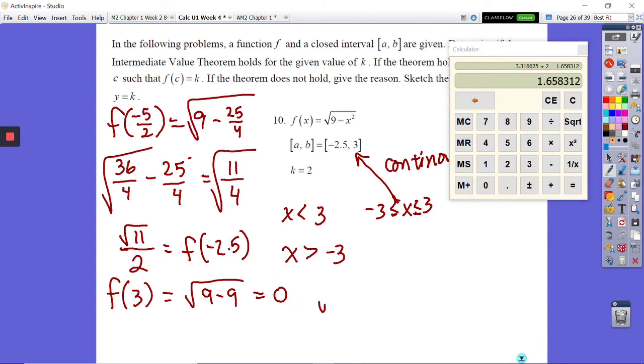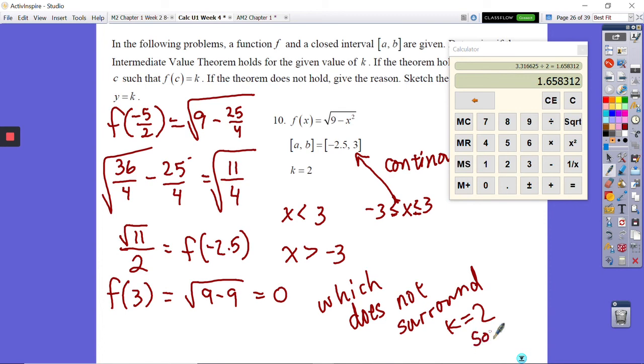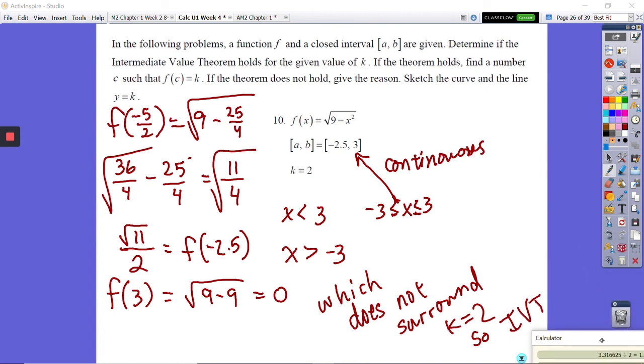So this does not surround k equals 2. So IVT does not apply. So I don't have to do as much work, but again, establishing that IVT applies is part of that work. And so the Intermediate Value Theorem does not apply because this is 1.65-ish. So the IVT does not apply. Okay, so that was 10. So one more.